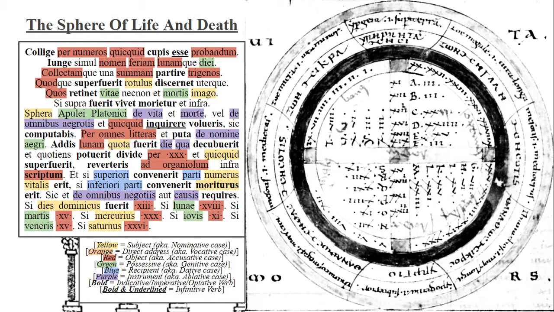The point is, each of the letters of your name has a numerical value. So you add all of those up together, and that's the first figure that we need to work the sphere of life and death. So then, junge simul, nomen feriam lunamque Dei. So you join together the numerical figure for the nomen, your name, feriam, the day of the week, and again, this isn't directly stated, it's in the verse, it's the day of the week in which you got sick. So if you first notice your symptoms on a Thursday, that's the 4th day of the week, so you add a 4.